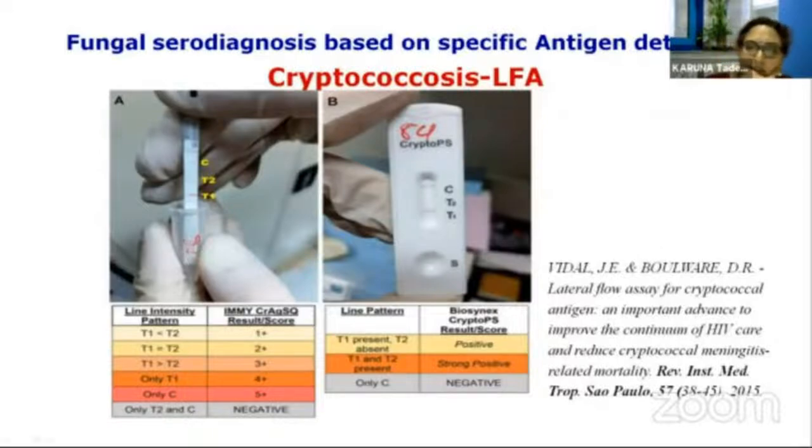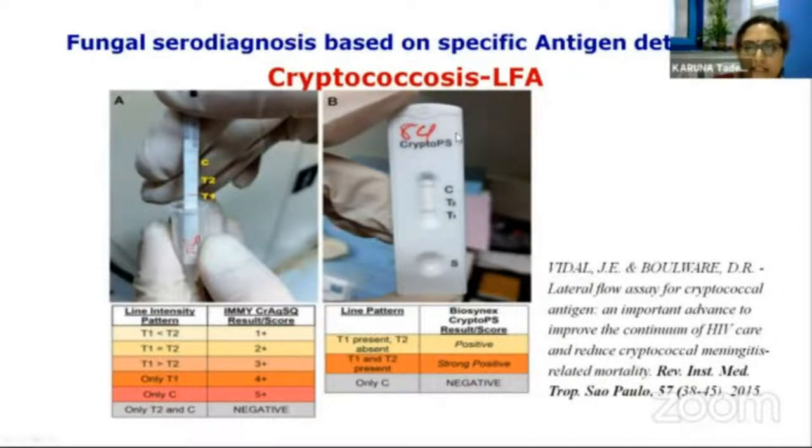There is also CryptoPS, that is BioSync's CryptoPS, which is what we are using, and it gives you results in the form of positive and strong positive. This is an ICT-based lateral flow assay technique, and IMI's crypto antigen is, to an extent, a kind of semi-quantitative assay. These assays are very important for antigen detection, and the performance is very good. IMI is FDA approved, but BioSync is what is preferred.